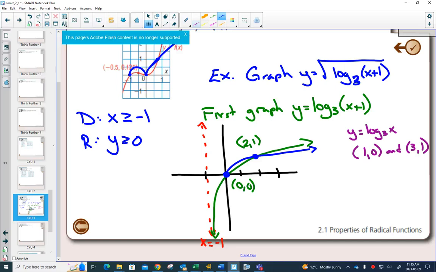And it's kind of crazy that we were able to graph a square root of log base 3 of x plus 1 by hand fairly accurately, because those are very complicated graphs. If you think grade 11, the most complicated graphs you did were parabolas. We are graphing a lot more complicated stuff now.